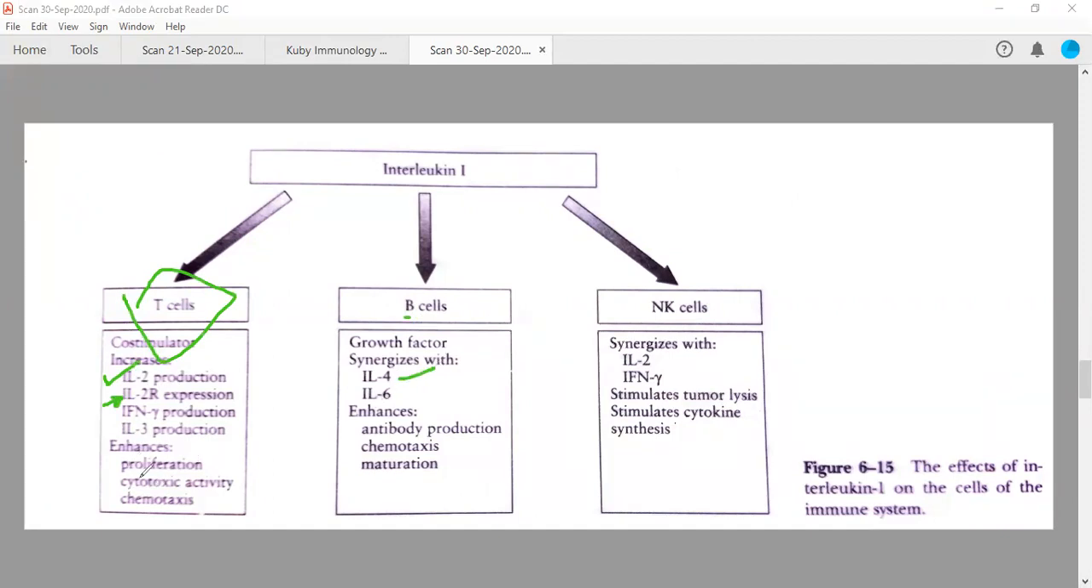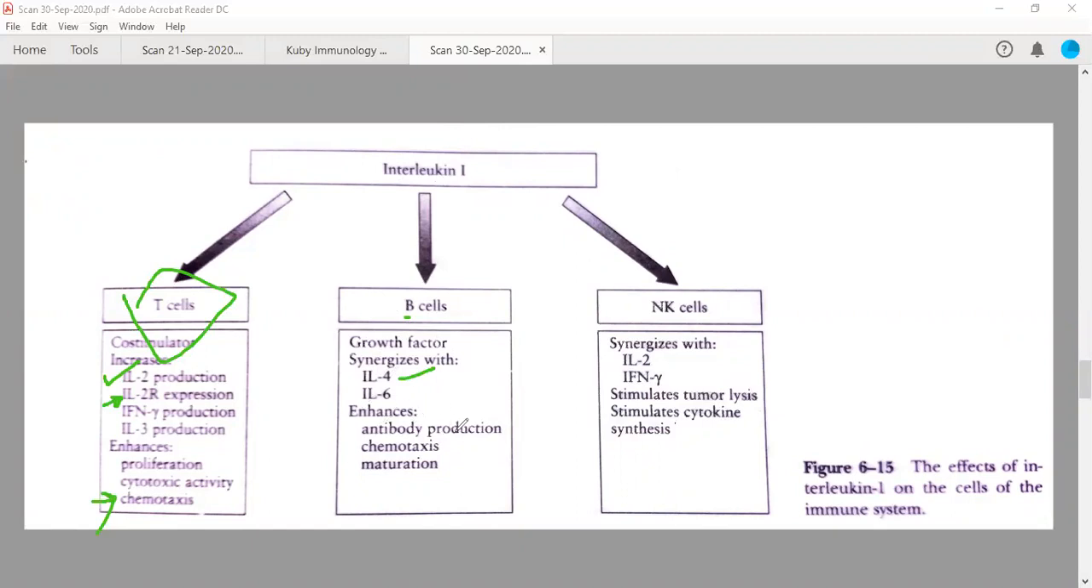Also, there is an enhancement in the proliferation, cytotoxic activity, and chemotaxis. Chemotaxis is the movement of blood cells towards the site of injury or inflammation. If the B cells are activated in response to interleukin 1, they show increased growth factors, interleukin 4, interleukin 6, because these B cells have interleukin 4 receptors. The T cell also secretes the interleukin 4 actually. So they will bind with the B cells and activate the B cells.